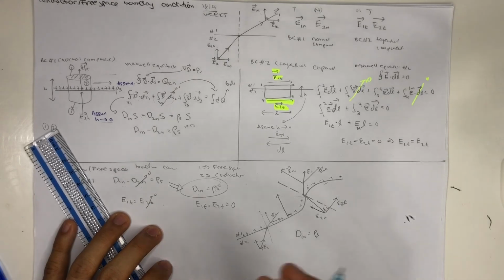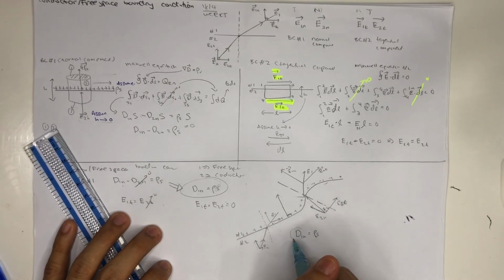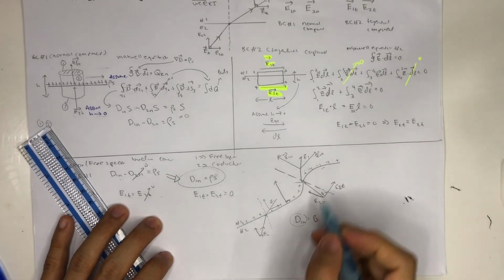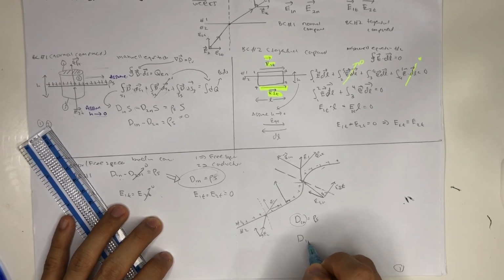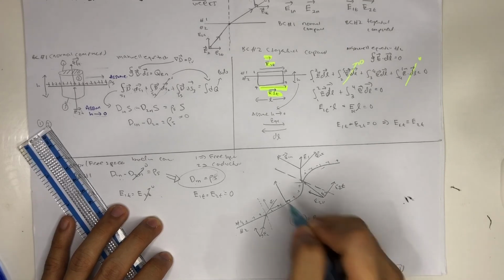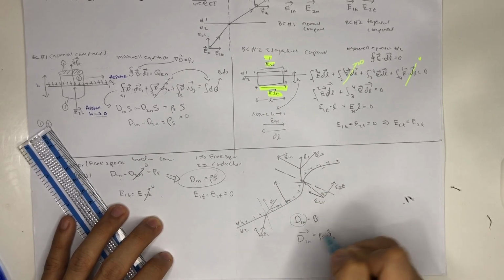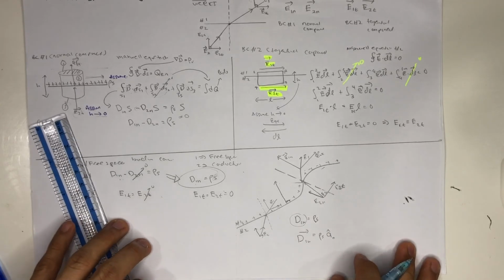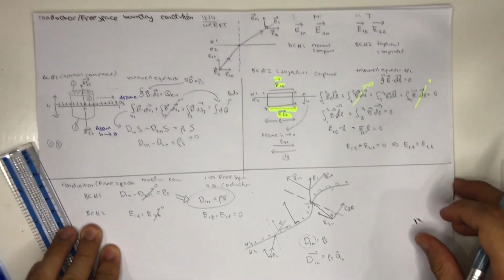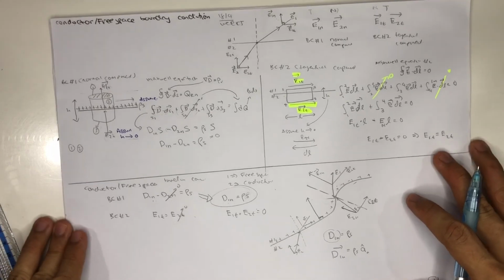But if we want to have direction, because this is actually a vector, right? So you will have D1N normal and rho S, which is a constant, and then we have a unit vector aN, which is normal. So this is how you write it. I hope this is clear for you.